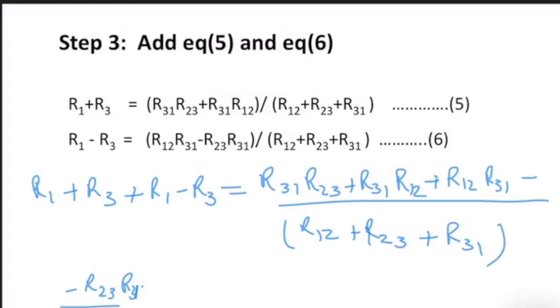Okay, now see what we can cancel out. The common terms are R23 and R31, and here R3 is getting cancelled out. So these two terms are the same, so they will get added. Here also R1 and R1 will get added. So what will we get?